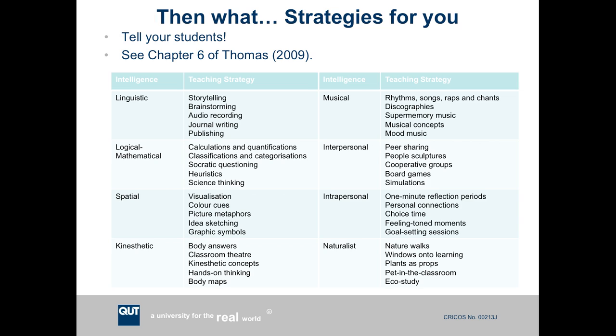Chapter 6 of Thomas has lots of different strategies. The reference is on Blackboard, and it's also at the end of these slides. So this is just a brief summary of some different types of activities that we could plan for the different intelligences. And I'm sure that you could see across a lesson, you could incorporate lots of these. Remembering that we're always doing lots of different things within a lesson, there's certainly opportunities to incorporate a number of these.